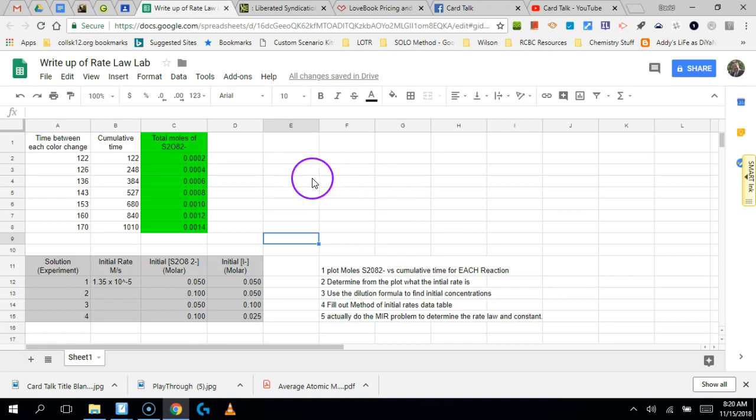So I've taken the time here to show you how this works. Notice in experiment 1, or in solution 1 and 3, the initial concentration of S2O8 doesn't change. And in experiment 1 and 2, the concentration of I doesn't change. Okay, so that way you can compare them and cross them out and use them.